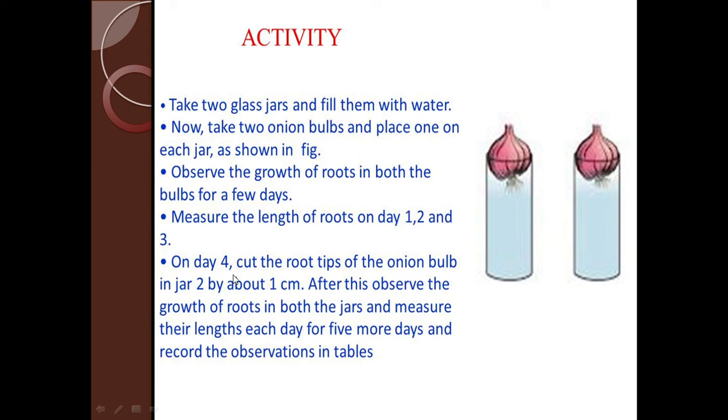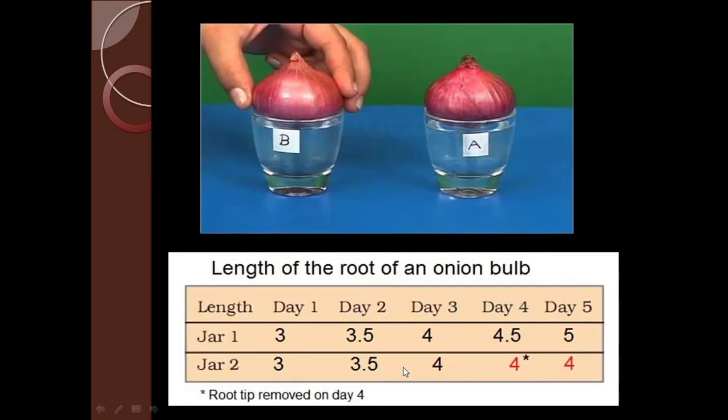On day 4, cut the root tips of the onion bulb in jar 2 by about 1 centimeter. After this, observe the growth of roots in both the jars and measure their lengths each day for 5 more days, and record the observations in tables. You have to perform this activity at home and keep your observations. Now here you can see the observations.